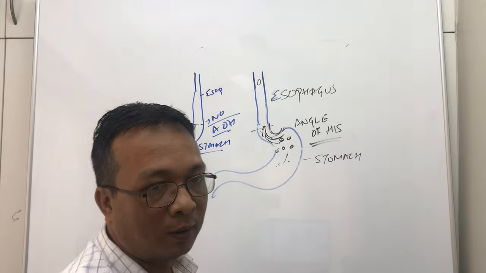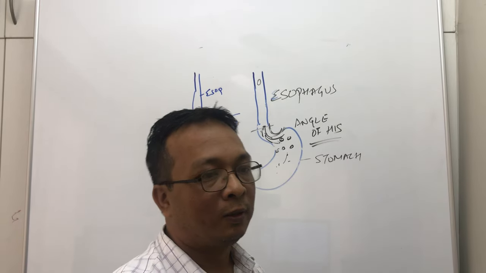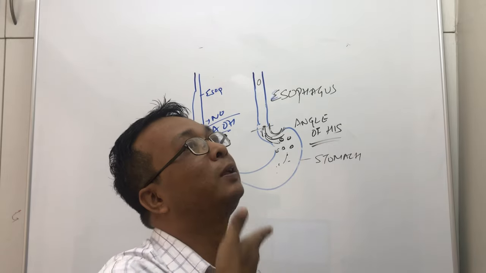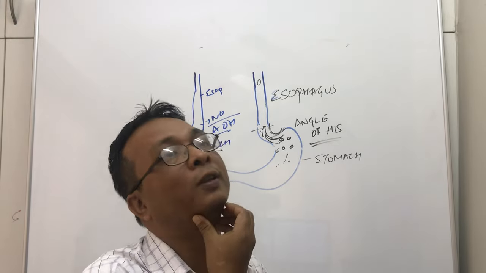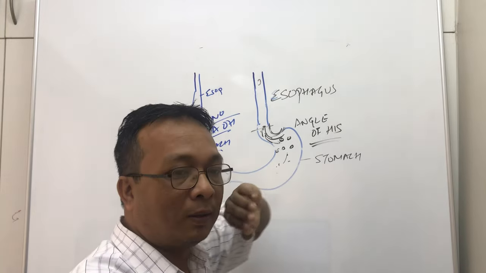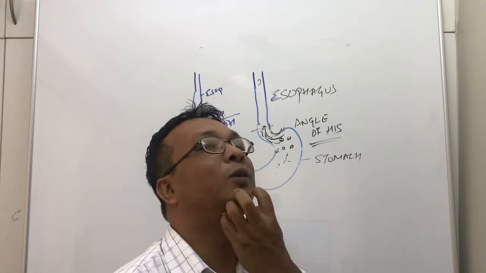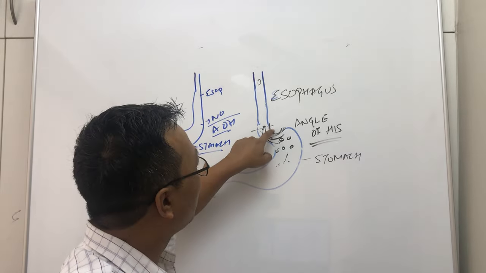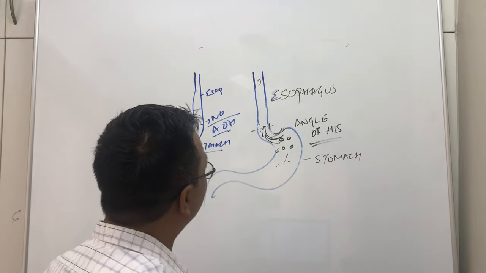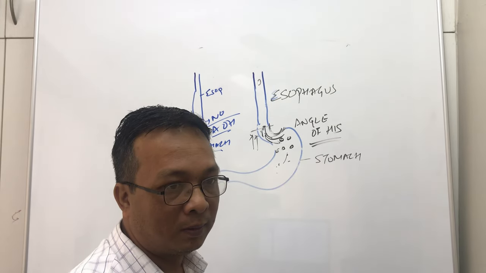Now if after eating a heavy meal we lie down instantly, immediately in bed, obviously the food particles will come up to the neck. But if you are standing and the food particles are still coming up to the neck, it means there is a problem in the angle of His, because normally the angle of His prevents the backflow of the food.